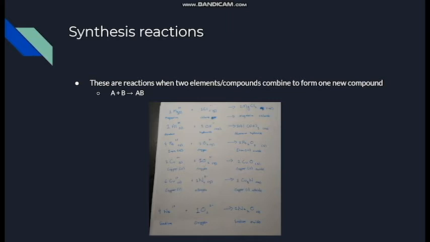Again, element A, aluminum, plus element B, or compound B, hydroxide, combined to form compound AB, aluminum hydroxide. Element A plus element B combined to form compound AB, and one more time, element A, element B, compound AB. These are all examples of synthesis reactions.